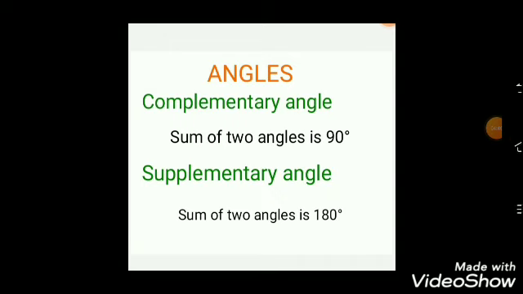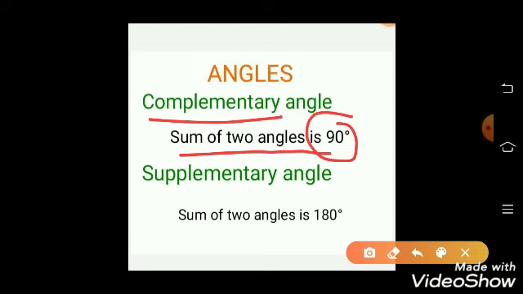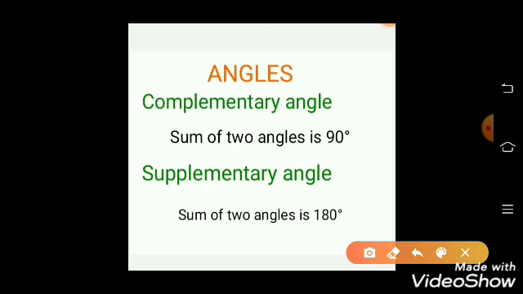Next one, complementary angles and supplementary angles. Complementary angles means sum of two angles is 90 degree. So 90 degree is called complementary angle. Supplementary angles means sum of two angles is 180 degree. So 180 degree is called supplementary angle. So 90 degree is called complementary, 180 is called supplementary angle.